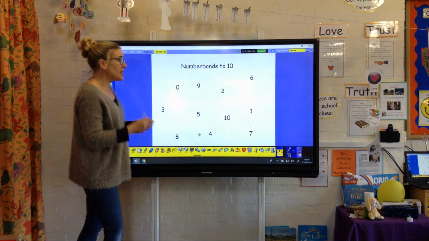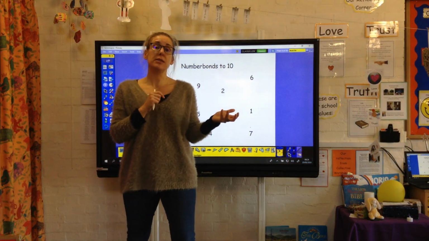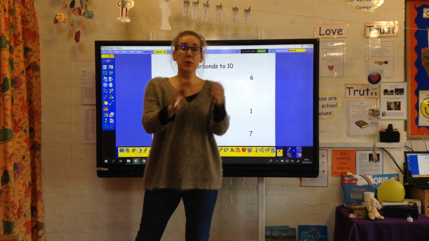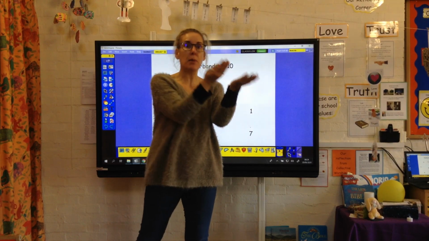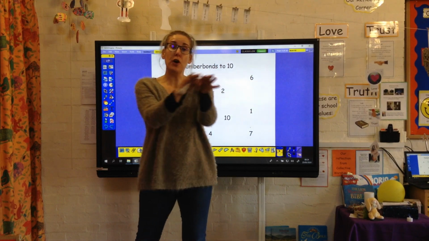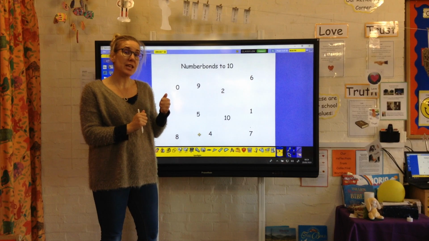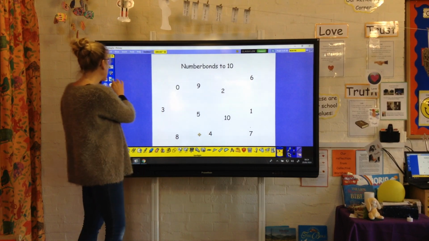So practice those. If you want to keep practicing those longer at home, you could make yourself some little cards that you can turn over, and instead of pairing up the same number, you have to find the pairs that match up to make the number bonds to 10. So have a go at doing some work on that this morning.